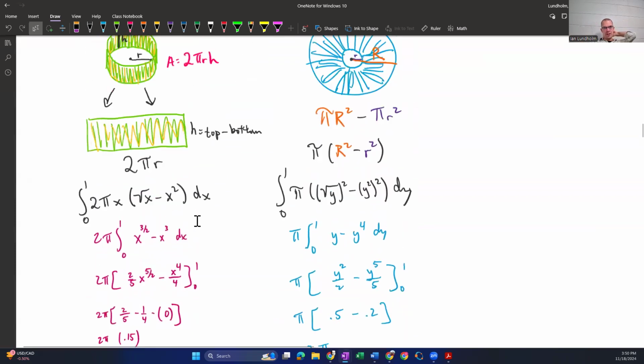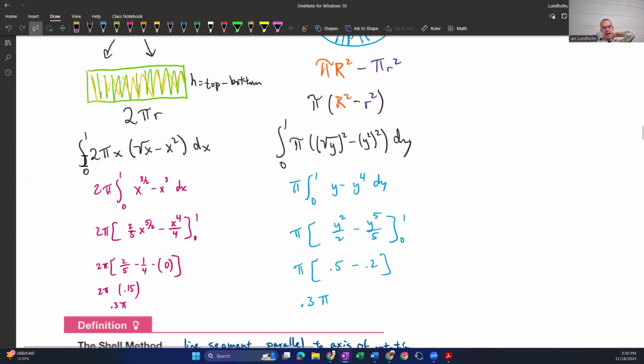And so we could look at how this will shake out. We could bring that 2 pi out to the front. We can multiply these together so that they're nicer to work with before we actually take antiderivatives. Here we take antiderivatives, we substitute in 1 and 0, and eventually we get 3/10 pi for our volume. But the main thing that I want you to focus in on now is how we set this up.